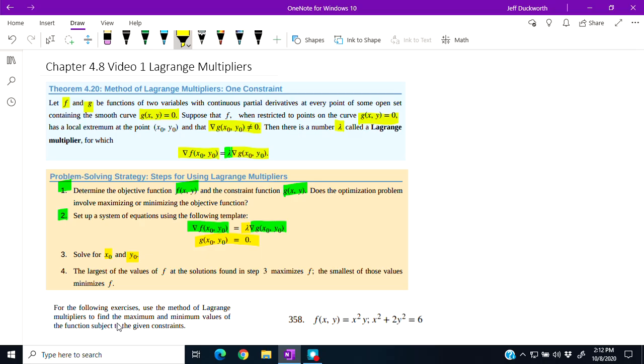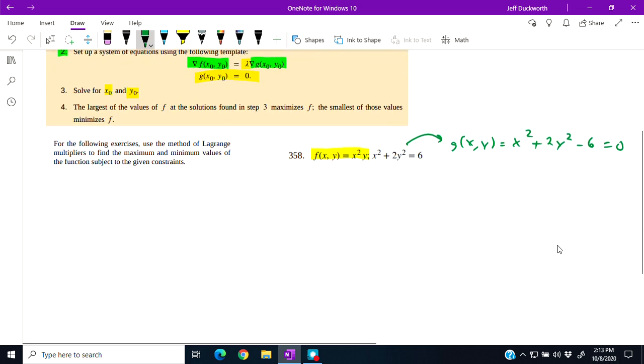All right, so the problem from the homework questions for the following exercise: use the method of Lagrange multipliers to find the maximum and minimum values of the function subject to the given constraints. So we have our f function, which is x squared times y, and our g function, given the constraints, g(x, y) will equal x squared plus 2y squared minus 6, and that's going to equal 0. We have to set that equal to 0.